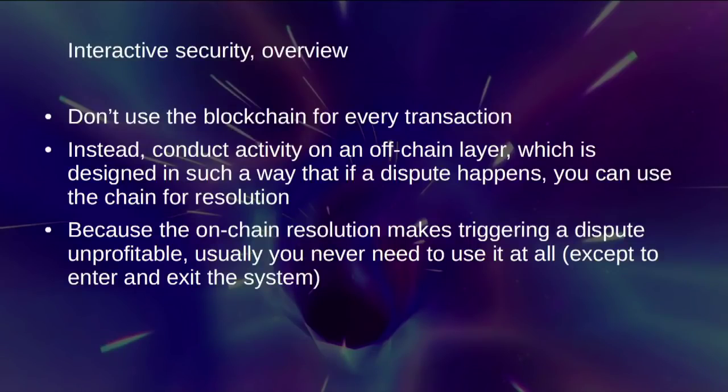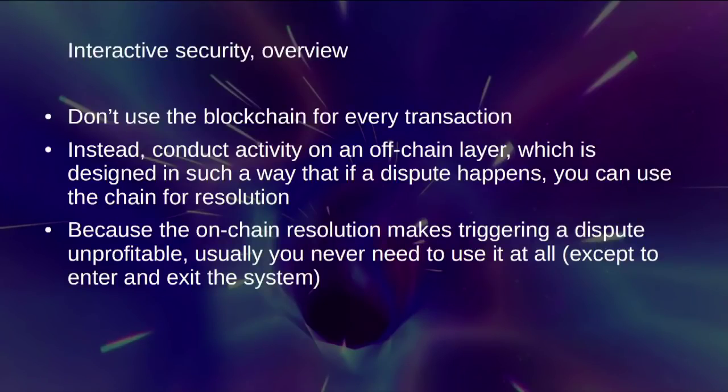but the off-chain layer is specifically designed in such a way that if the parties in some particular interaction on the off-chain layer disagree, so if there's a dispute, then you can just push everything onto the chain, and everything just actually gets adjudicated and resolved on the chain. So you're kind of using the blockchain as a court.